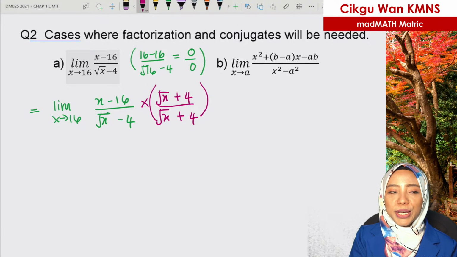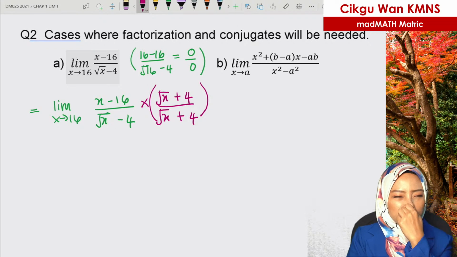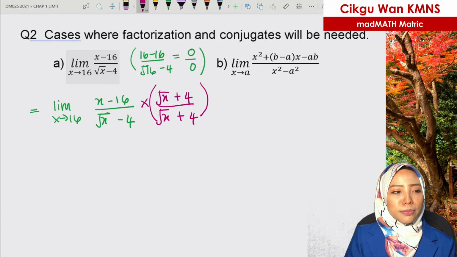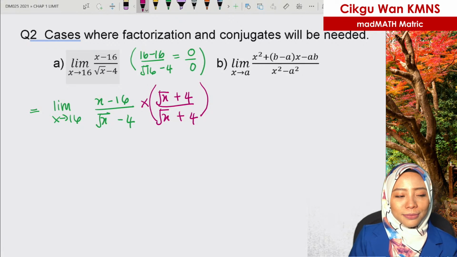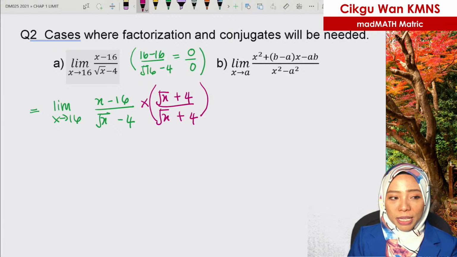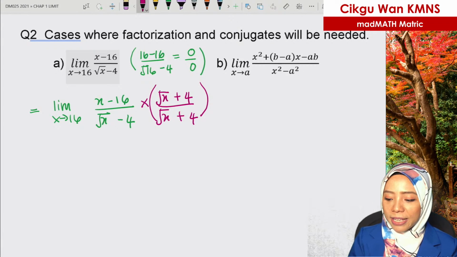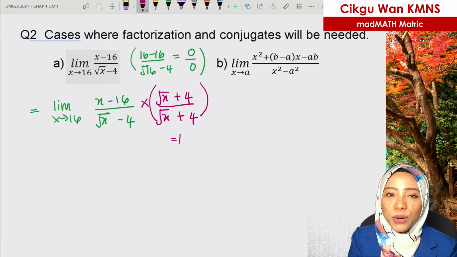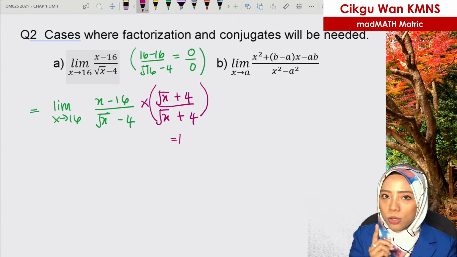Why? What is the reason? Because you have to understand why, then you won't forget. The reason is that top and bottom must be the same because this is basically 1. This equals 1. So you do nothing to the question. You don't change the question. Changing the question is a big sin.